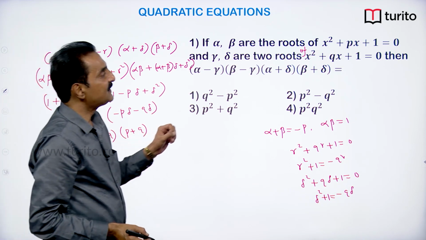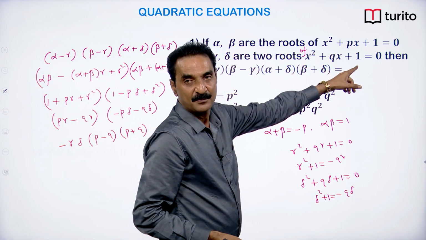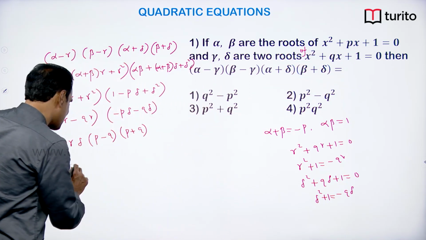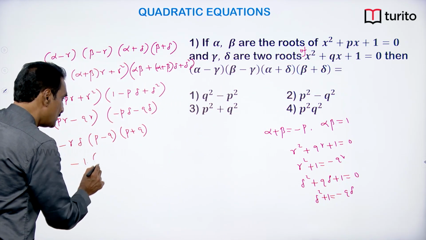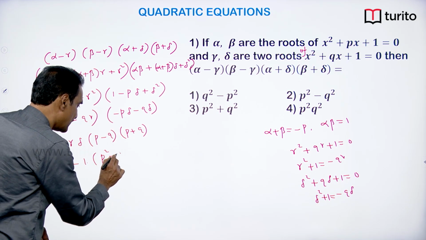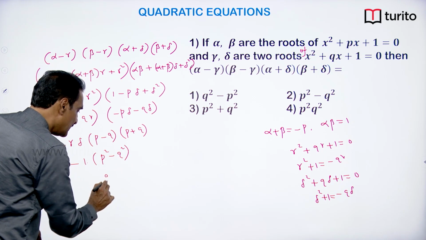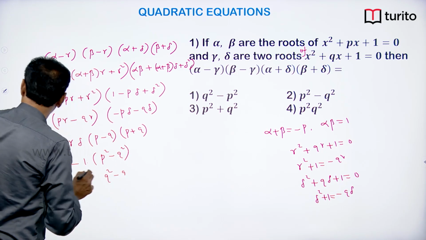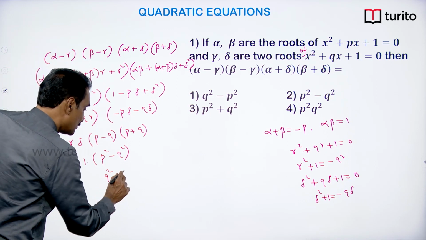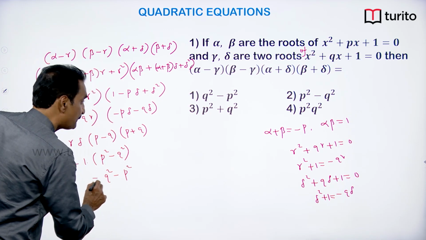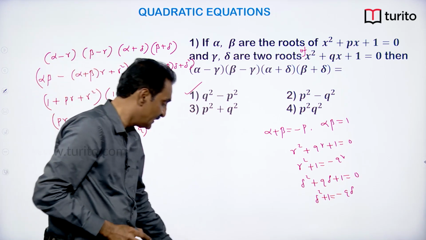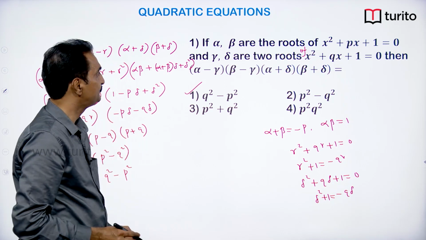What is gamma delta? Gamma delta is product of the roots of the second equation, 1. So, this is minus 1 into what is p plus q into p minus q? P square minus q square. So, finally, you are getting q square minus p square. Where is that answer? Option 1 is correct. Let us proceed to second question.